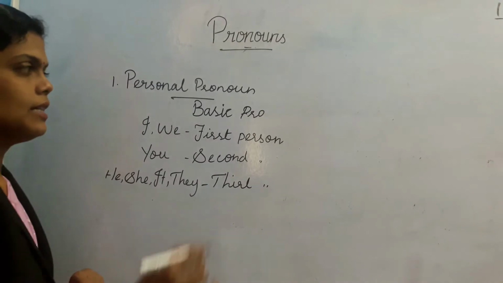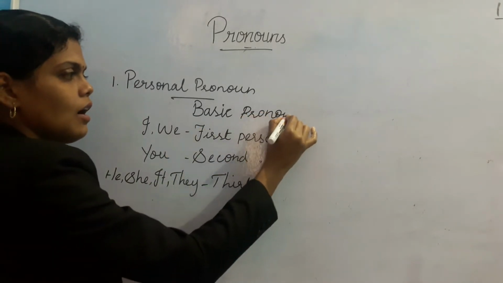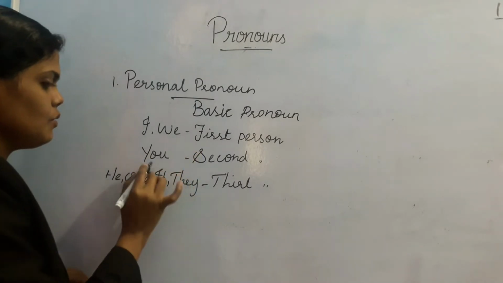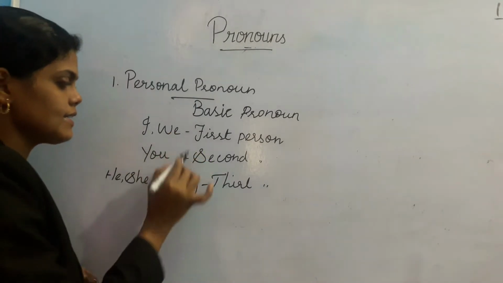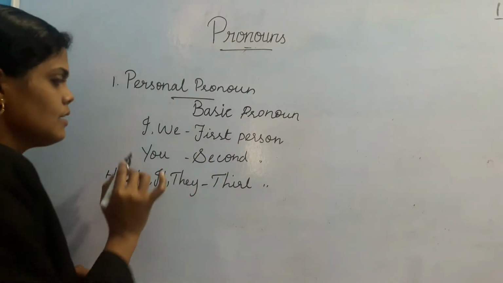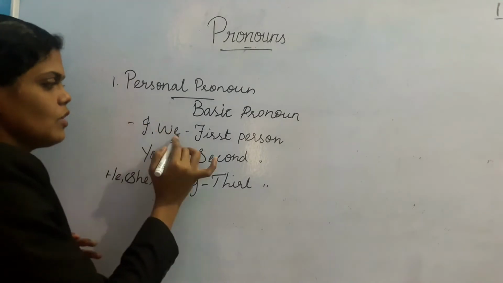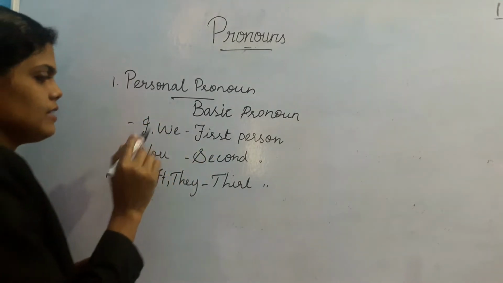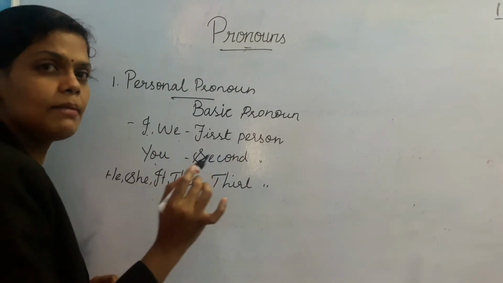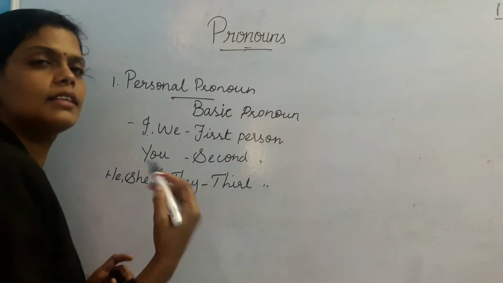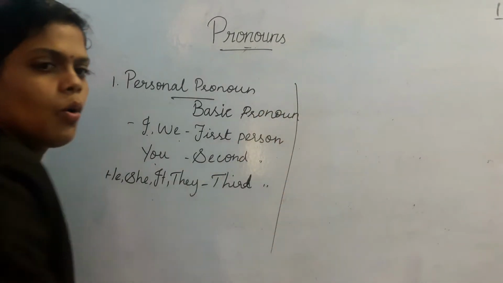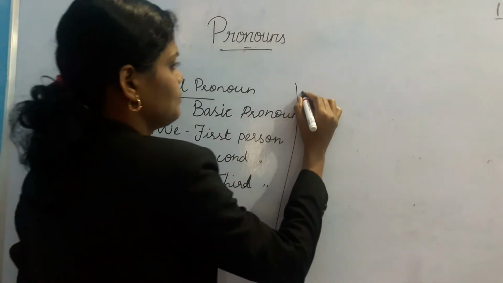Do you understand? The basic pronouns are called personal pronouns: I, we, you, he, she, it, they. It is classified into 3. I and we are called first person. We will say first person singular and plural, but just forget that. Just remember, I and we is first person. You is second person. He, she, it, they are third person.